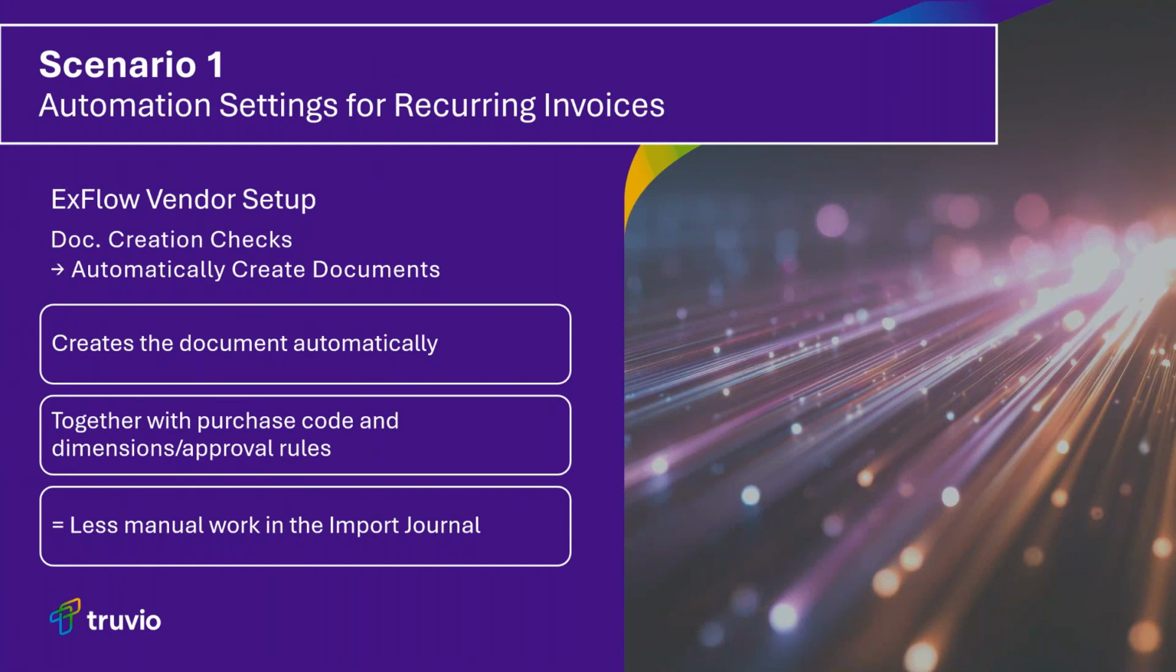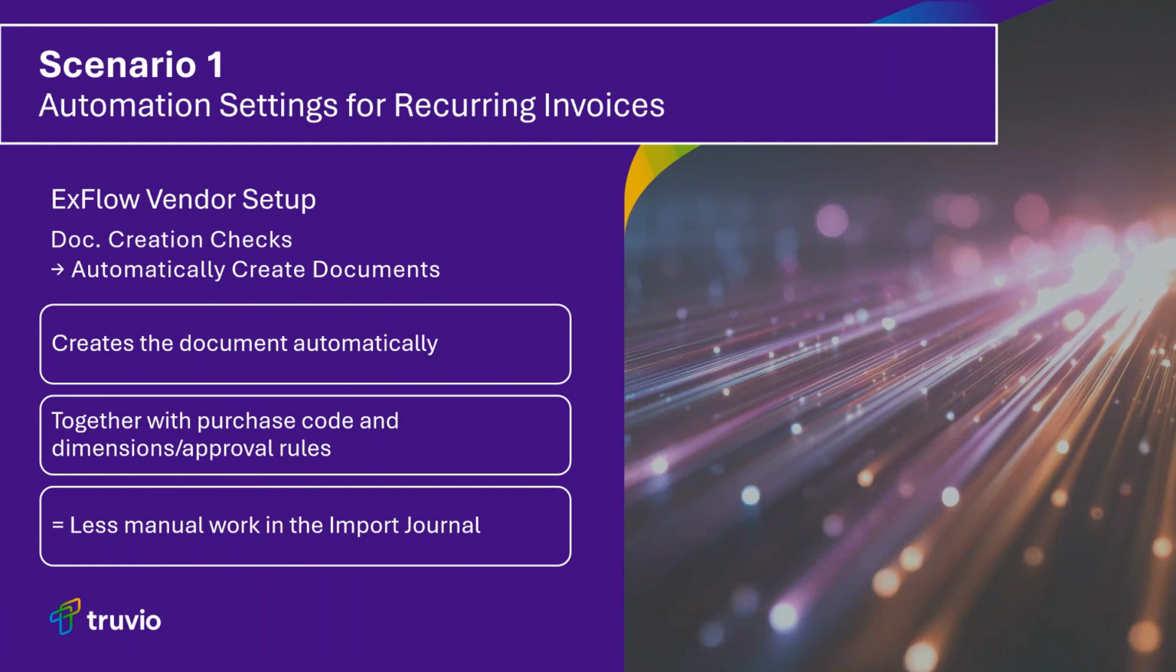And we usually recommend to start simple. Choose a few vendors where the process is already stable and where you, for example, know how the invoices should be coded, who should approve them, and so forth. And as I said, you can enable this setting under vendor setup per vendor, but you can also activate it under ExFlow setup and then background processing for all vendors. But as I said, we recommend to start simple.